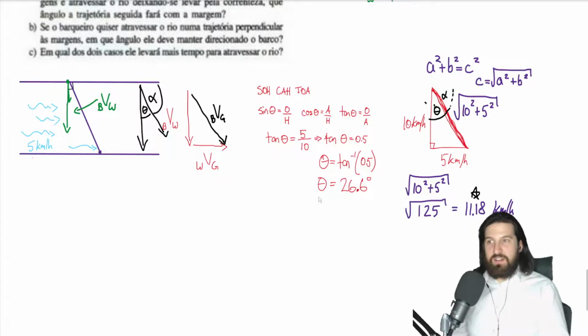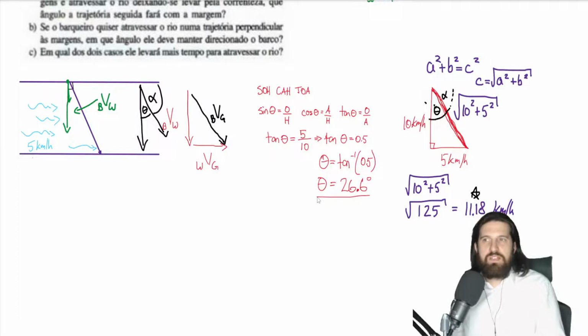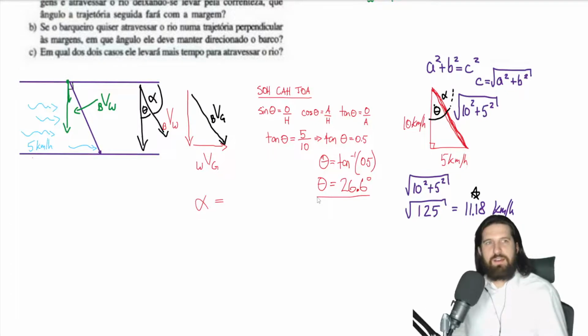No, we have theta. Look, this was the angle that we had there. That one was in the triangle, the one we used SOH CAH TOA with. Now we have to get alpha. So how do we find alpha?